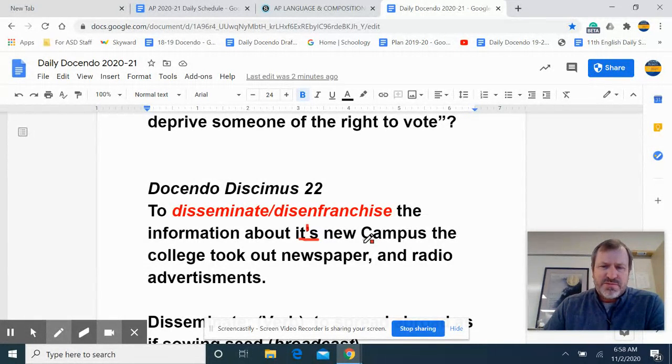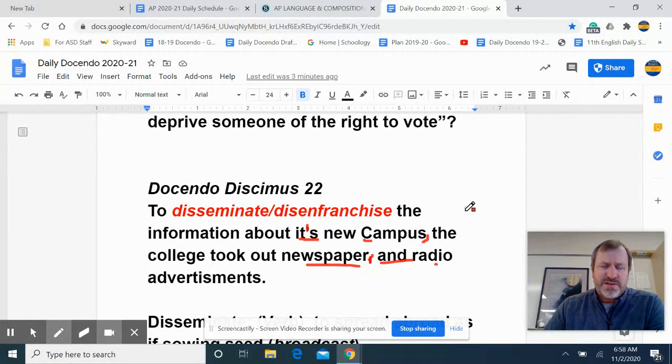Now, campus is just a name for a place where the college is, right? It's not a specific place. So I don't see any need to capitalize campus. And then notice we have this opening phrase here, and we finally got to the subject, which is the college. So we should separate that all with a comma. And now we have the college took out newspaper and radio advertisements. Now we just have two things here, newspaper and radio advertisements. So we don't have a complete independent clause on the other side of this coordinating conjunction. So therefore, we should get rid of the comma, shouldn't we?